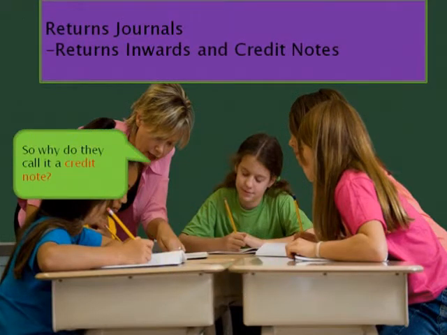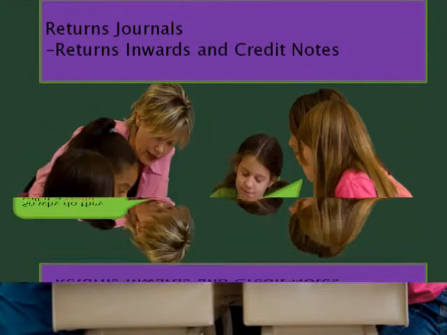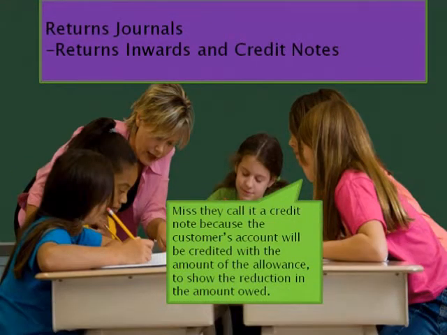So why do they call it a credit note? They call it a credit note because the customer's account will be credited with the amount of the allowance to show the reduction in the amount owed. What this is basically saying is that it is called a credit note because here in this instance the customer is what? Losing goods.